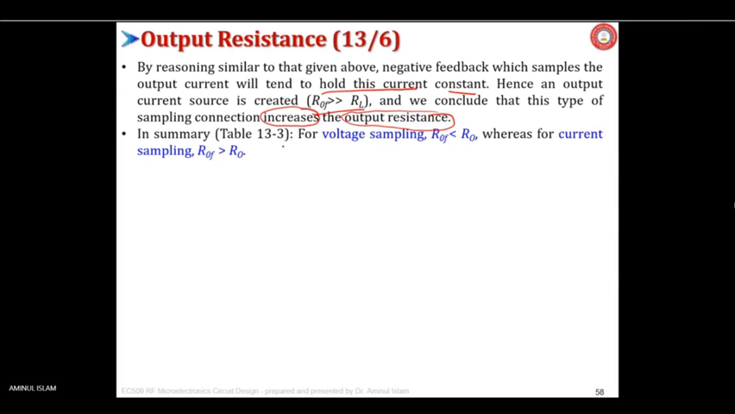In summary, table 13.3: for voltage sampling, ROF is less than RO; for current sampling, ROF is greater than RO.